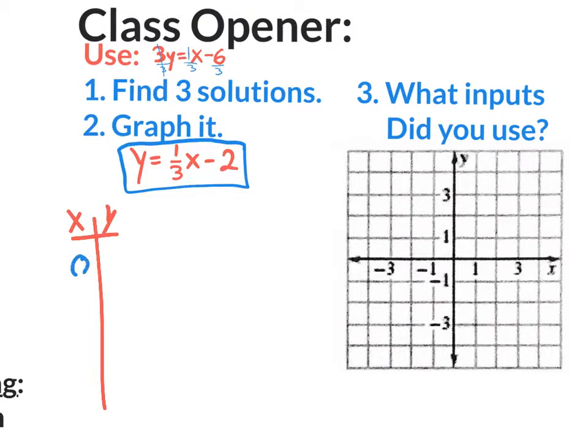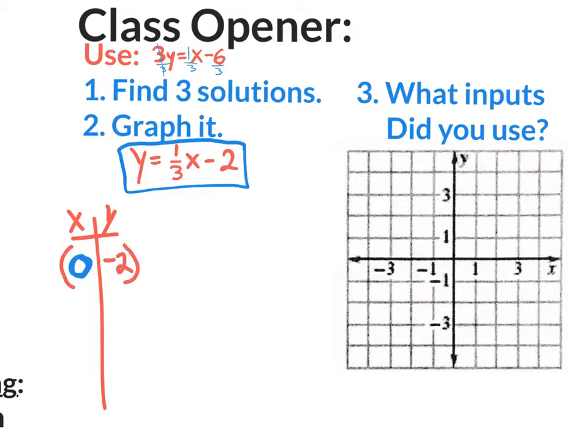0 always works. So if I take 0, which is my x value, and plug it in for x, I'll end up with 1/3 times 0, which is 0. And then 0 minus 2 is what? -2. That's right, -2. Thank you. So your input 0 gives you your output -2.